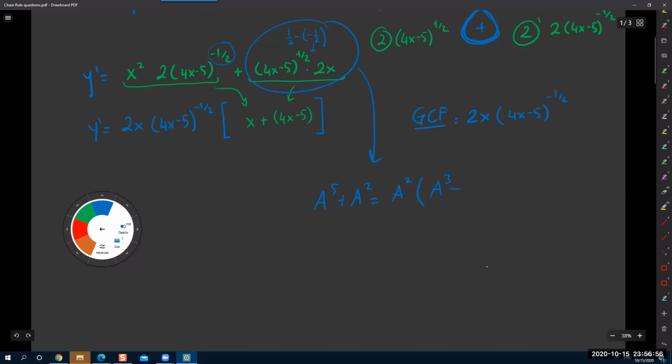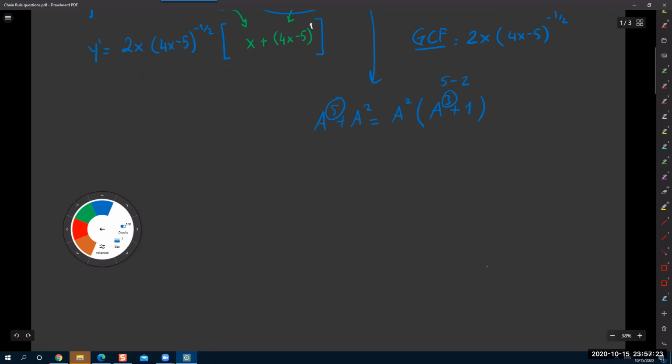A cubed plus 1. How do you know this is a cubed? Why is this a cubed? What did you do? Well, let me tell you what you did. Existing exponent minus what you factor out, and this is exactly what's happening. Existing exponent minus, I am factoring out the greatest common factor. That's it. 1/2 minus negative 1/2 is just the first power right there.